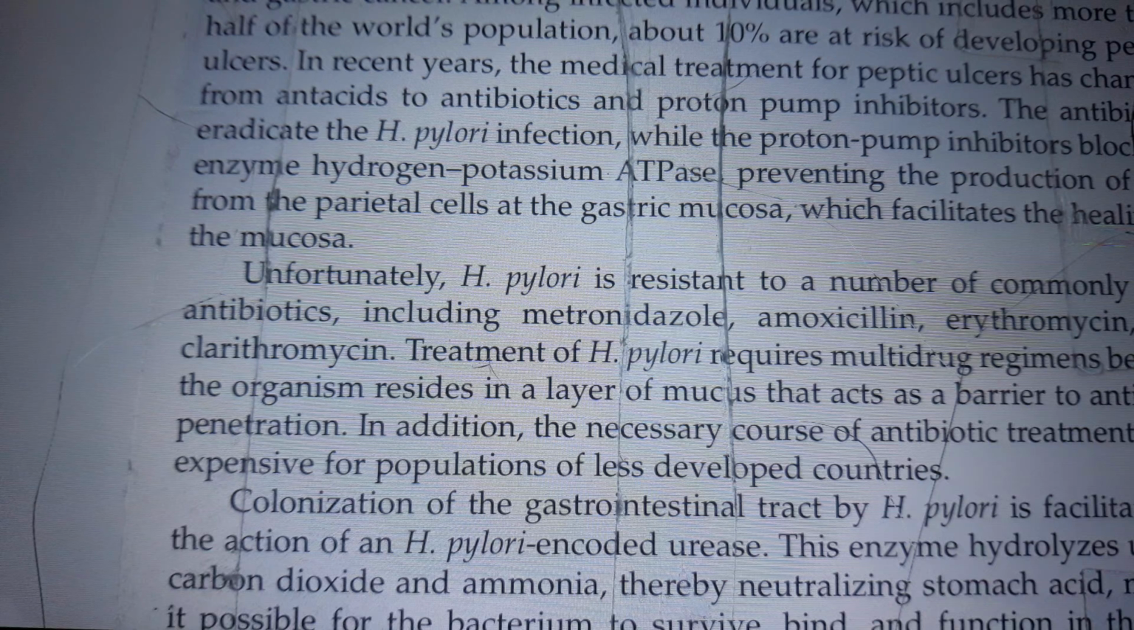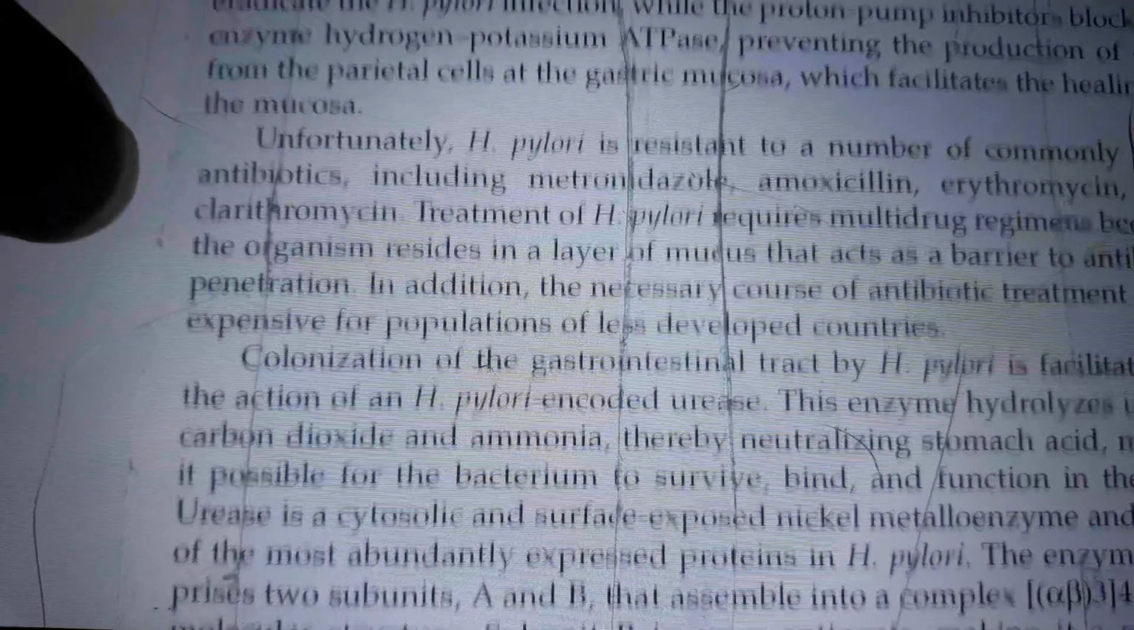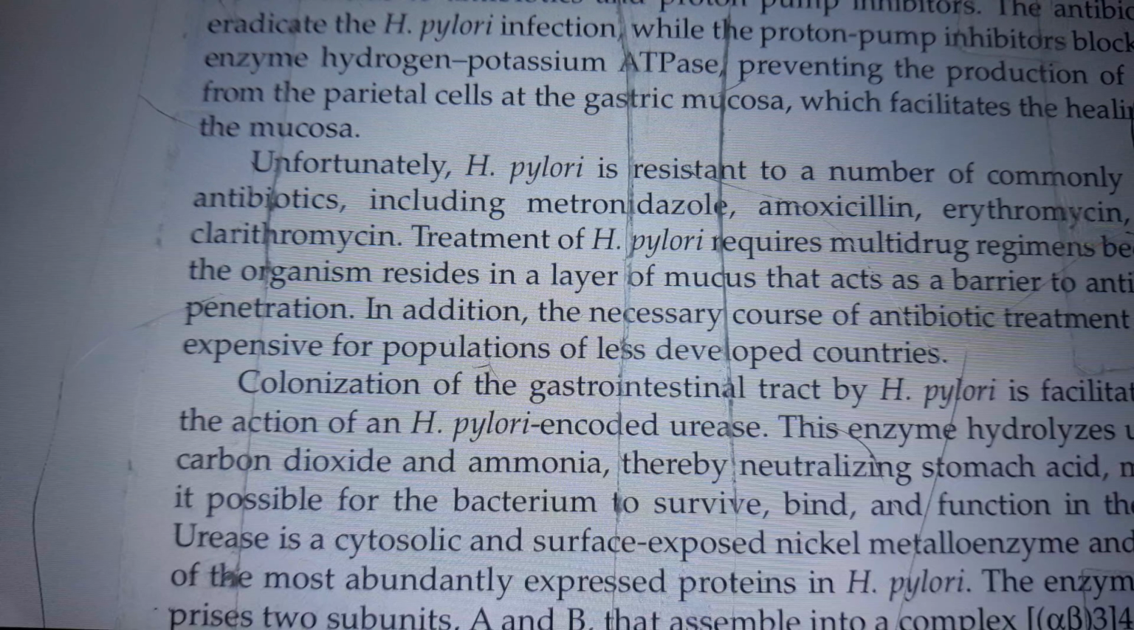In recent years, the medical treatment of peptic ulcers has changed from antacids to antibiotics and proton pump inhibitors. The antibiotics eradicate the H. pylori infection, while the proton pump inhibitors block the enzyme hydrogen-potassium ATPase, preventing the production of acid from the parietal cells at the gastric mucosa, which facilitates the healing of the mucosa.